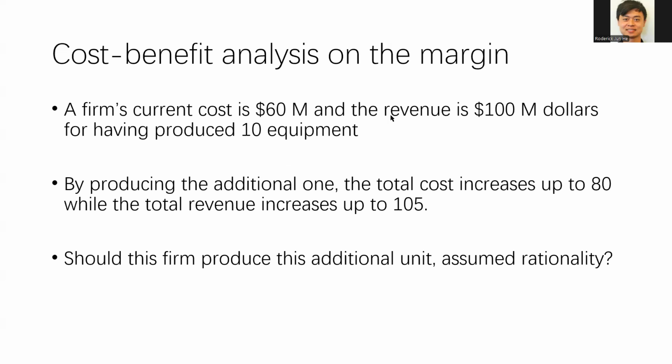And you can take another perspective of looking at this. If you look at the total profit, which is the difference between the revenue and cost, at the beginning it is 100 minus 60, which is 40. And here, by producing this additional one, your profit doesn't increase. Conversely, your profit decreases to 105 minus 80, which is 25. So by doing this additional one, your profit actually decreases. As a firm, you want to maximize your profit, not to minimize it. So then why do you bother to produce this additional one?